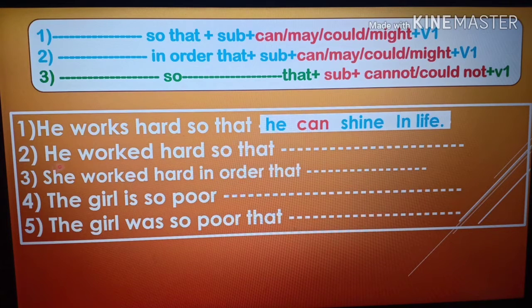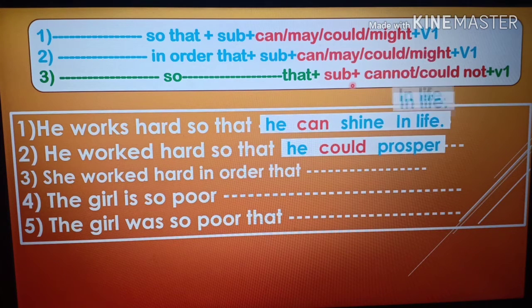Okay, now second one, he worked hard so that. This is the example just like the first one. The first one is in present indefinite, but the second one is in past indefinite. That's why at first we have to use subject he. Now, as it is in past indefinite, we have to use could or might. So, I have used here could. He worked hard so that he could prosper in life or shine in life. It's not a matter, anyone you can use.